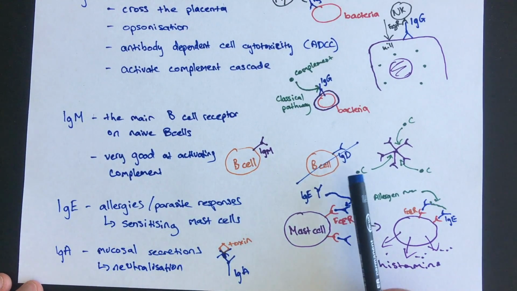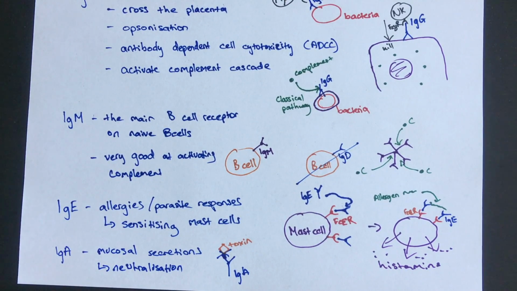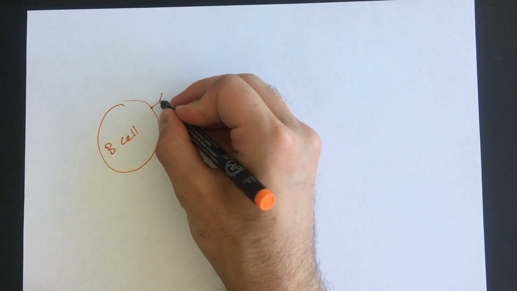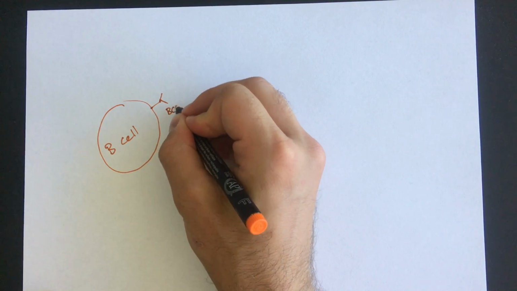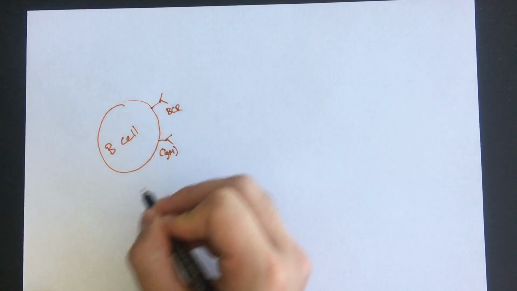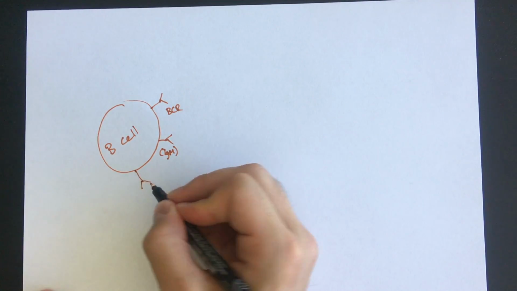So that is IgG, IgM, IgE, and IgA, and we don't pay much attention to IgD. Let's move on to our third and final topic, B cell activation. Here we have a B cell just hanging out in a lymph node. As they are naive B cells, these are expressing IgM B cell receptors.